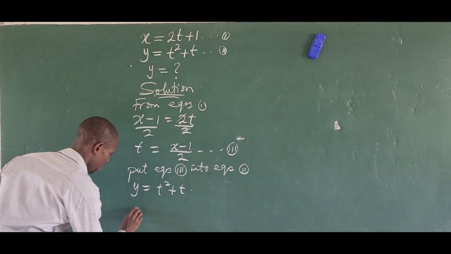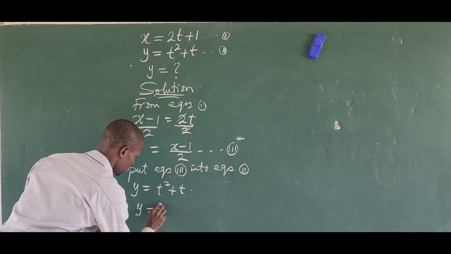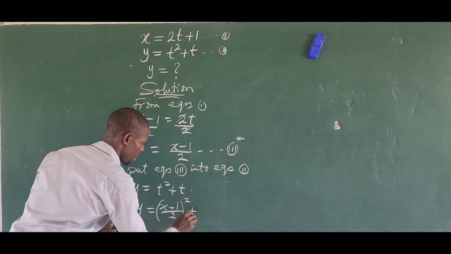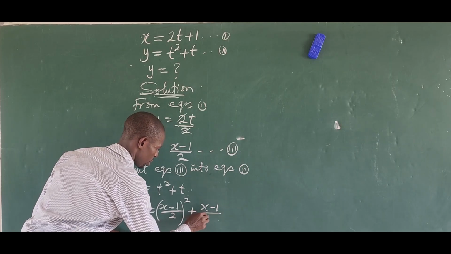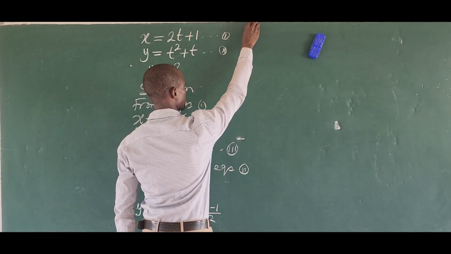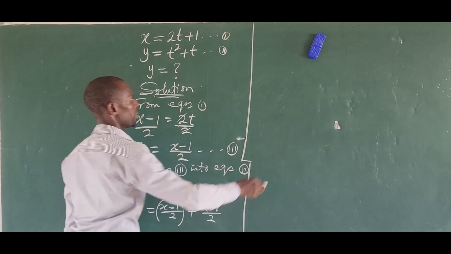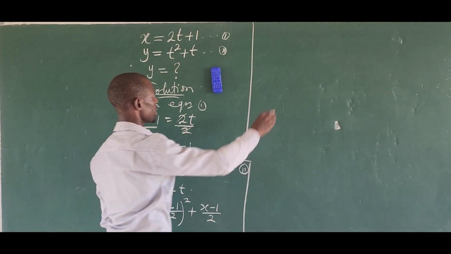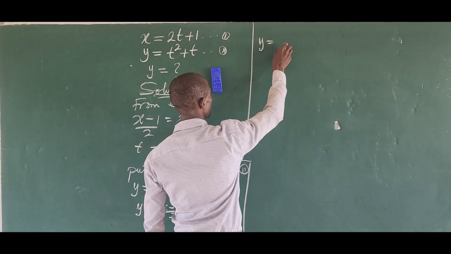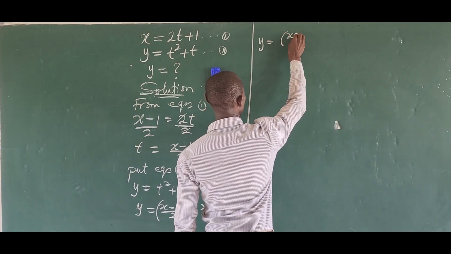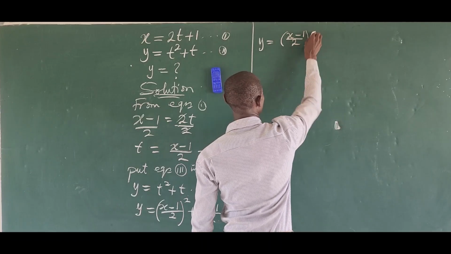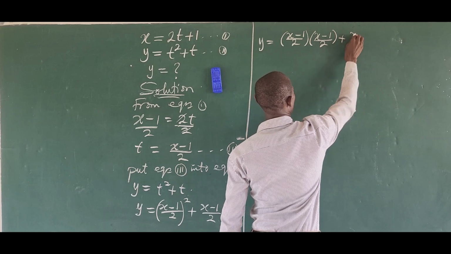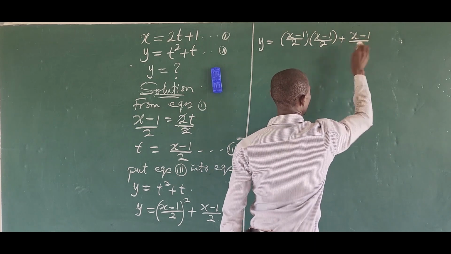So this is going to give us y will now be equal to (x minus 1) all over 2, all raised to the power of 2, then plus (x minus 1) all over 2. All right, so let's continue on this side here. Let's look carefully. We just have to open this. So opening this will give us y equal to the bracket (x minus 1) all over 2 times (x minus 1) all over 2, plus (x minus 1) all over 2.